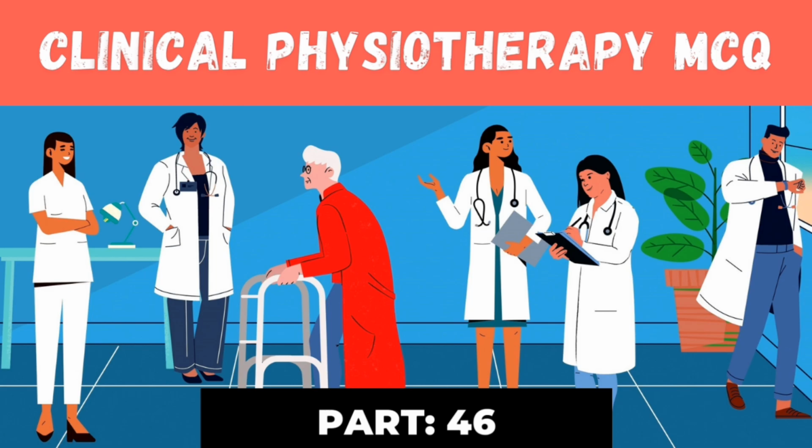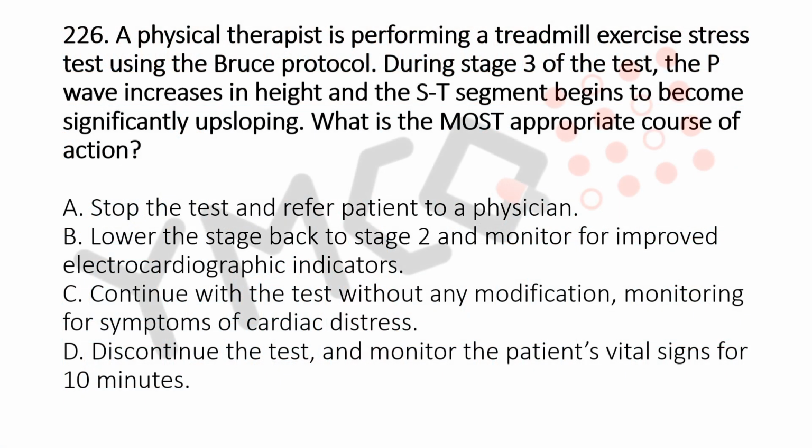Now, don't waste our time, let's move to question number 226. A physical therapist is performing a treadmill exercise stress test using the Bruce protocol. During stage 3 of the test, the P wave increases in height and the ST segment begins to become significantly upsloping. What is the most appropriate course of action?